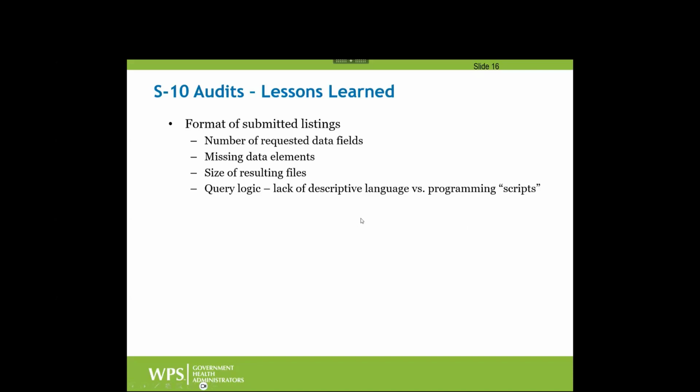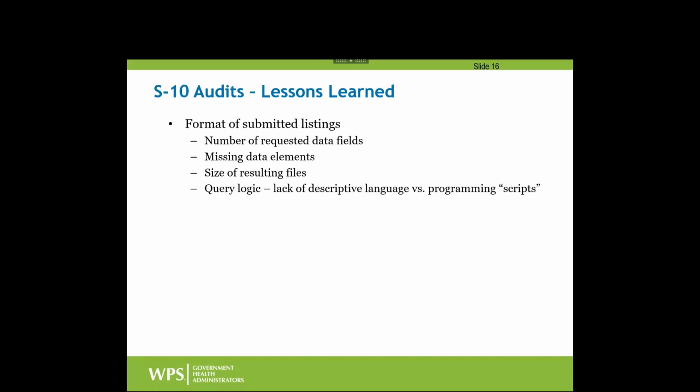And let's see, on to the S-10 audits, the lessons learned. Every year we try to bring in a lessons learned discussion of what we have found from the audit side and from the provider side, what we have heard that would make this next cycle a little bit better. One of the things that came up was the format of submitted listings. Some of it in the past was the number of requested data fields. Now this has changed for 10.1.22 and on. There are some additional ones, but they've also cleaned up and removed some that a lot of people didn't think were relevant, and they really weren't relevant in the past.